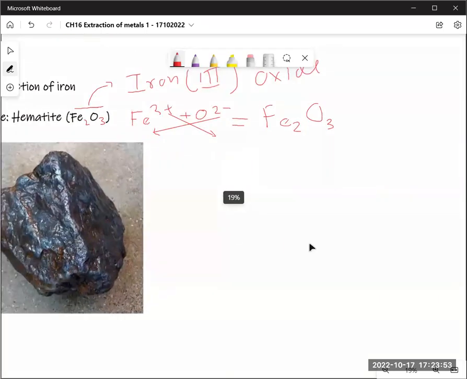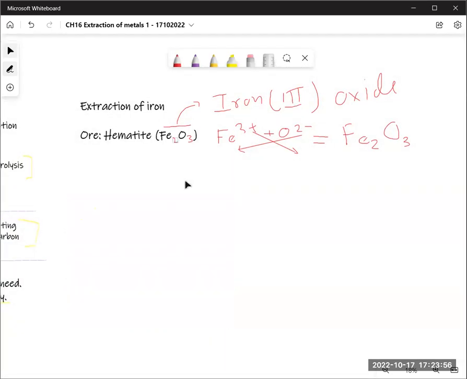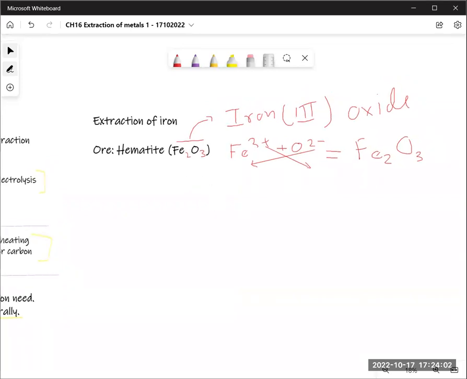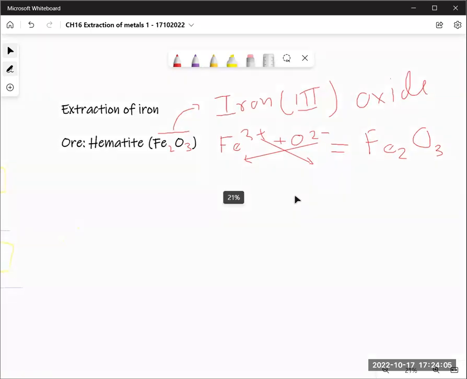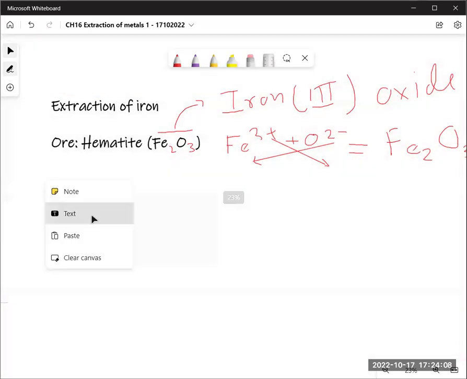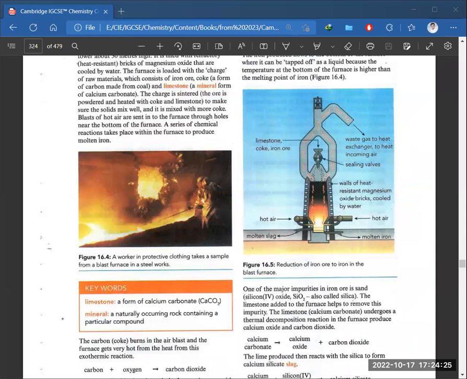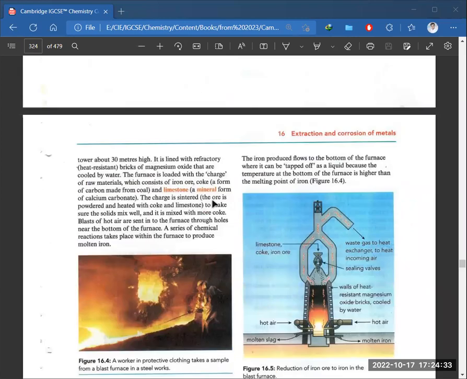Now, okay. Next thing is, Safa, how much have you written? Sir, I'm done. Let's continue then. Now the next thing we're doing is looking at how do we extract this. So ore is hematite, Fe2O3. And after that we have, let's look at the book. Just a second. Now can you see the book on the screen? Can you see the book? Yes, sir.